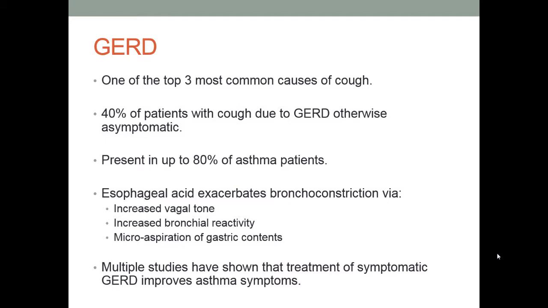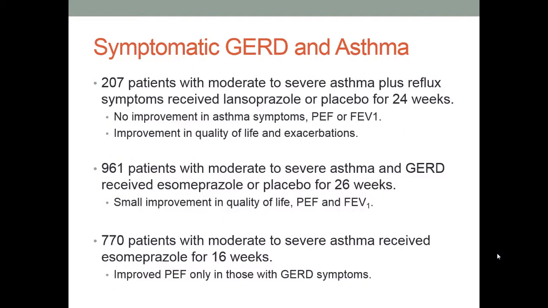There's a few different proposed mechanisms to why esophageal acid exacerbates bronchoconstriction. I've listed them there. But while we don't know the exact mechanism, we do know that studies have shown that treatment of symptomatic GERD does actually improve asthma outcomes. So I put these studies up here. These are kind of the most frequently quoted studies.